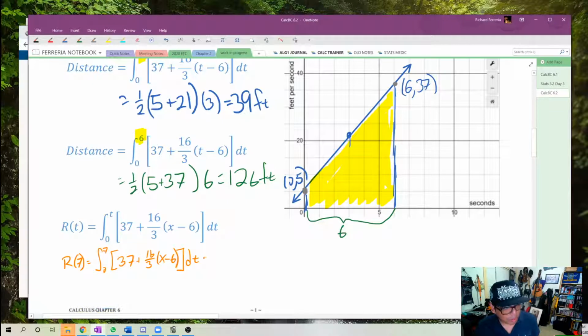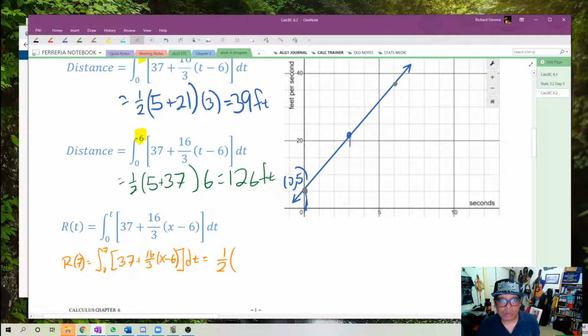So we already know it's going to be a trapezoid. 7 seconds is right here. Let me just replace all of this now. Oops.